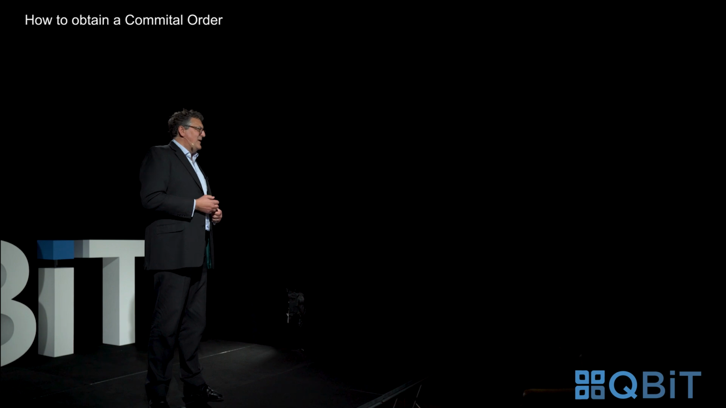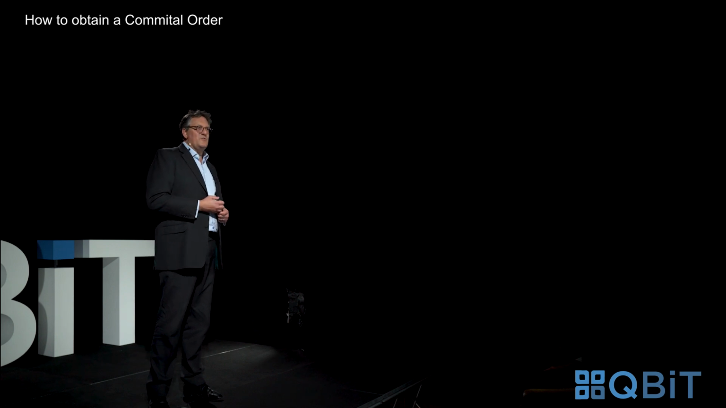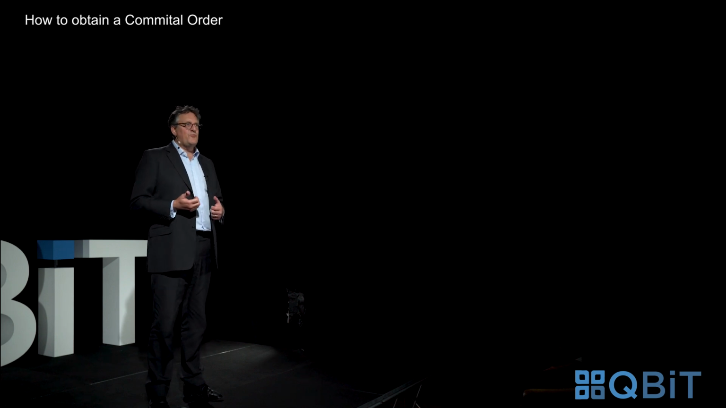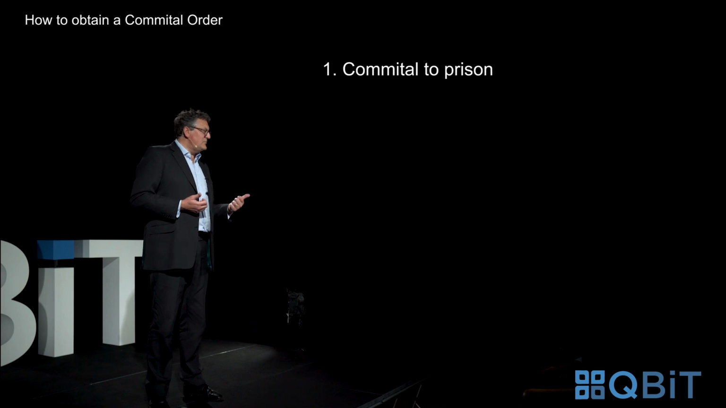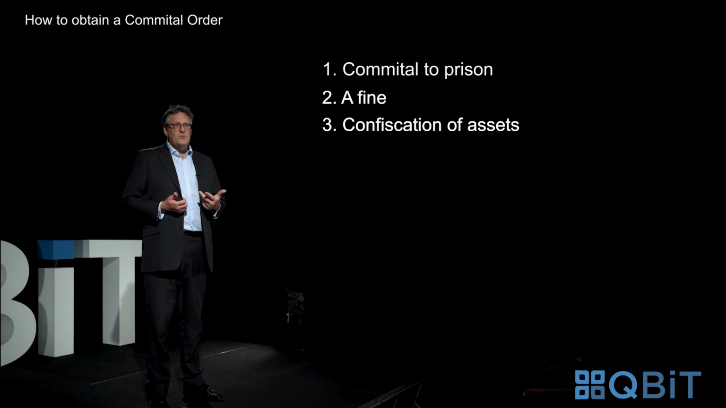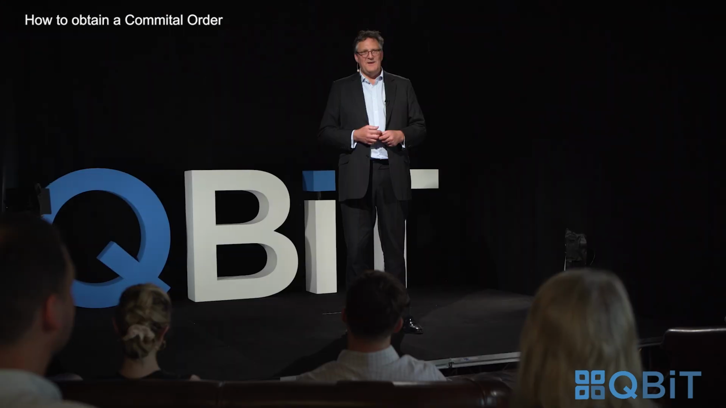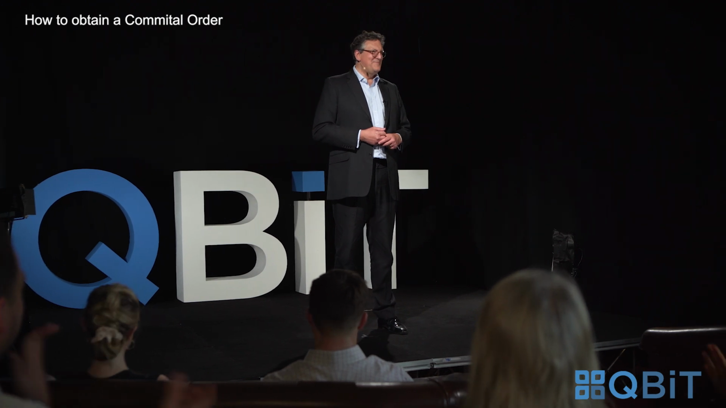Then we get to the juicy bit, punishments. What can you get at the end of a contempt application? The court can make 3 orders, principally committal to prison, a fine, confiscation of assets. Then finally, Rule 81.10 explains that a defendant can apply for a committal order to be discharged by way of an application under Part 23. And that is how to obtain a committal order in 10 minutes.